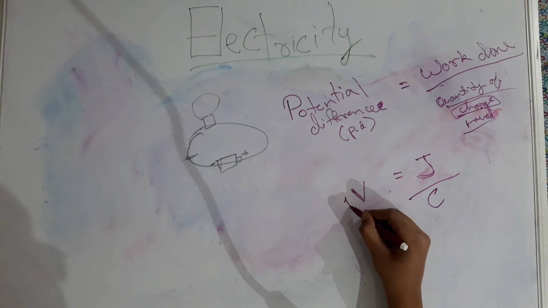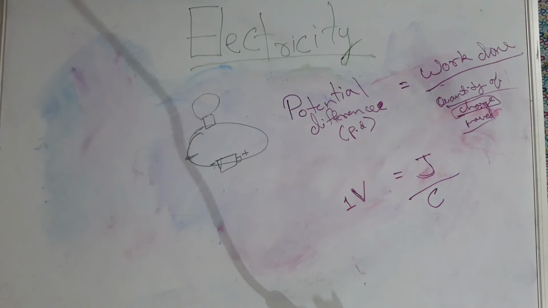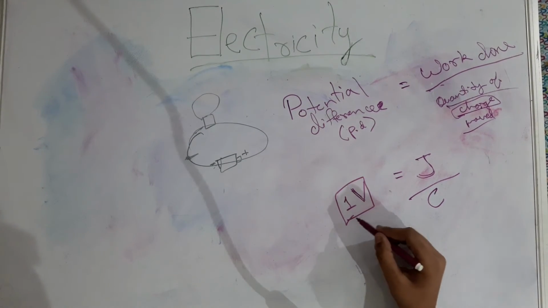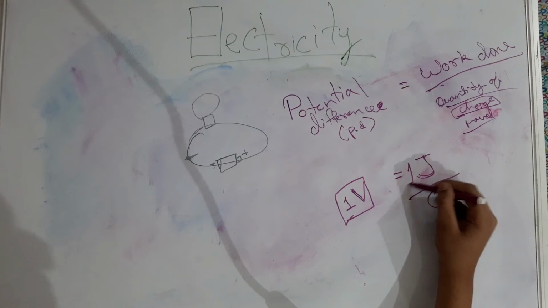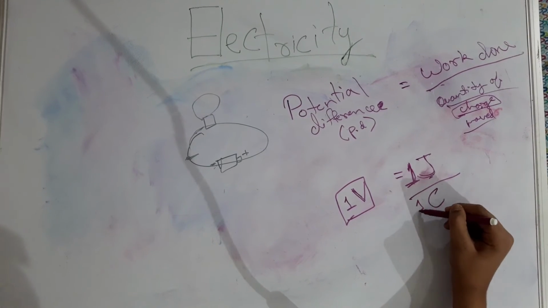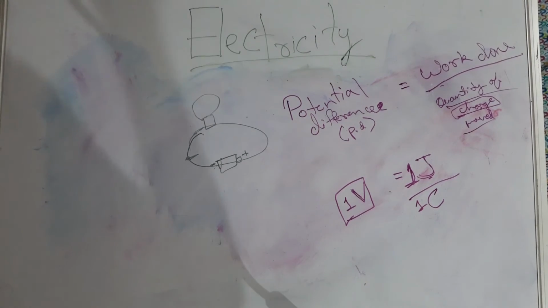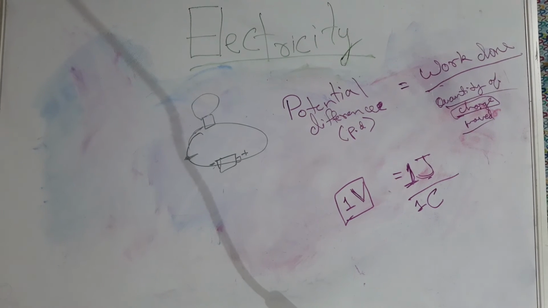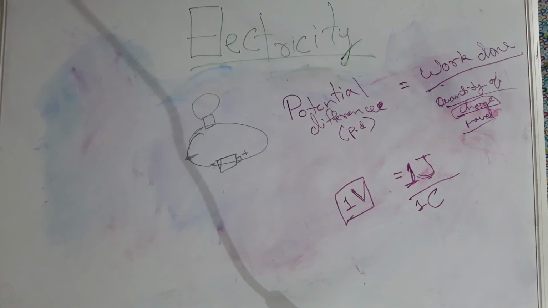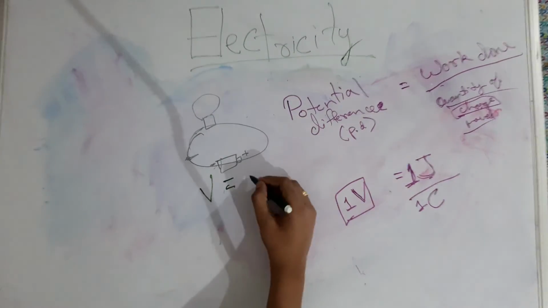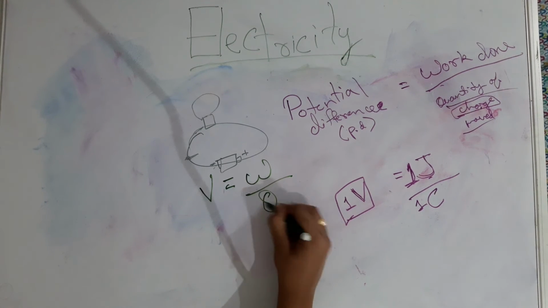Now if it is asked, what is 1 volt? Then you will say 1 volt is 1 joule per 1 coulomb, or you can just say joules per coulomb. Now for solving numericals, you can write potential difference as V, work done as W, and quantity of charge moved as Q.